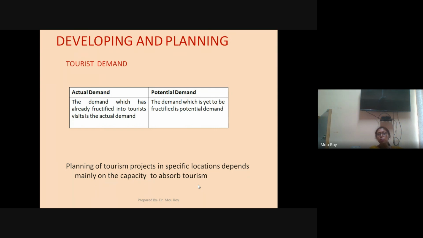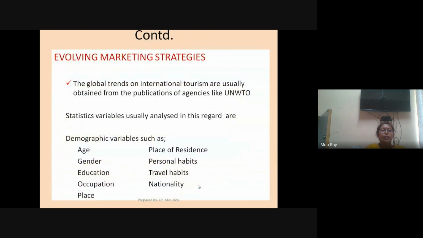Okay, so planning of tourism projects in specific locations depends mainly on the capacity to absorb tourism, and it is very necessary that you know the demand, and as per the demand how tourism is developed and planned. Then there are some evolving marketing strategies when statistics variables are analyzed. First you need to know the demographic profile, that is, what type of customers and visitors are visiting your destination, your hotel. It depends on the age, gender, education, occupation, and nationality. Then there are many factors. These are all the variable factors which depend on how you prepare the statistics.